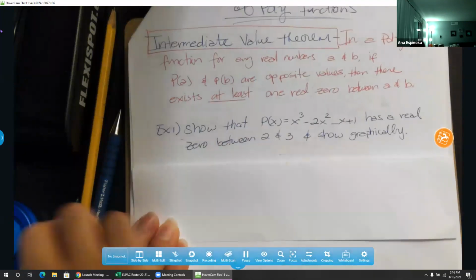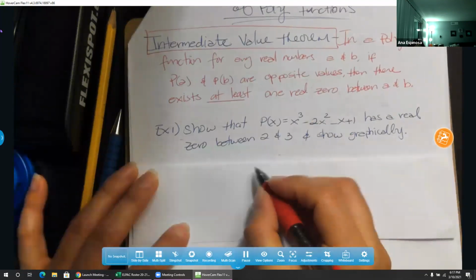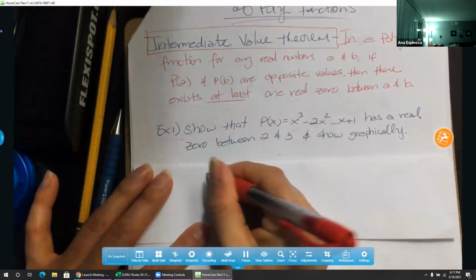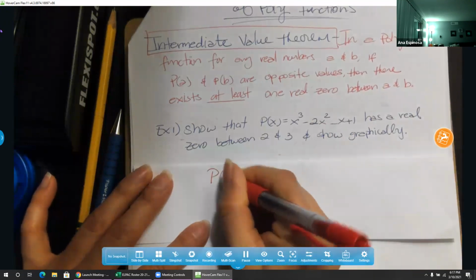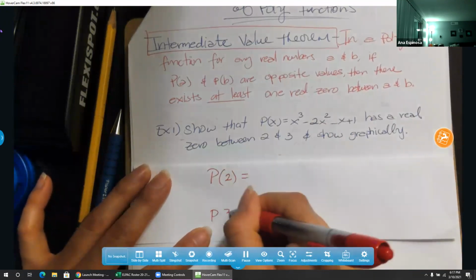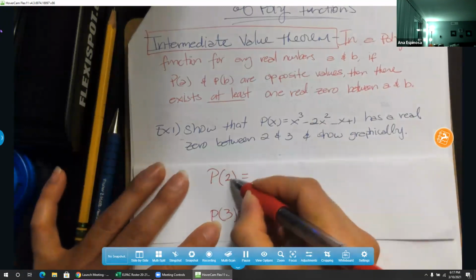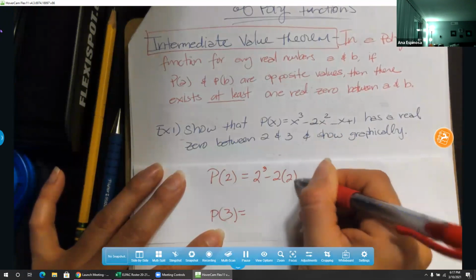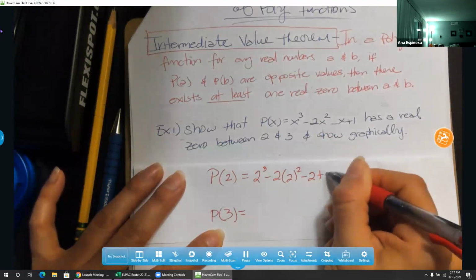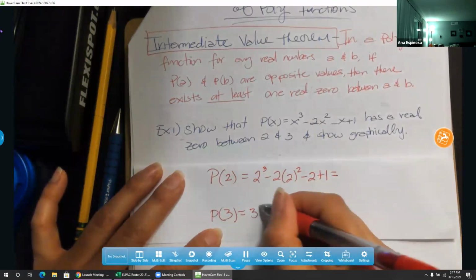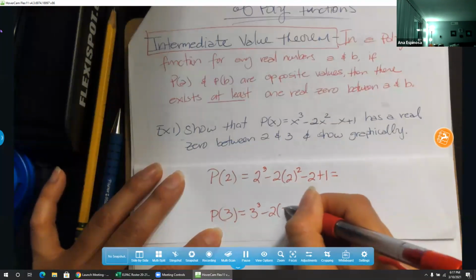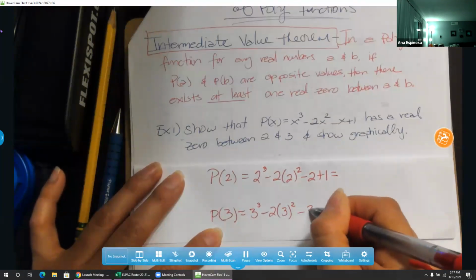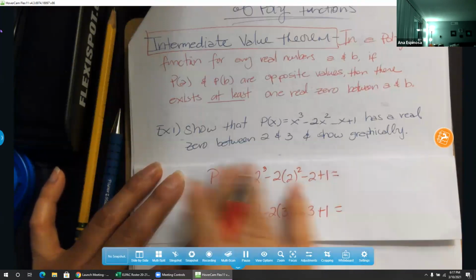All right, so how do you show that there's a zero between 2 and 3? Well, you literally find p of 2 and p of 3. So you plug in a 2 everywhere. 2 cubed minus 2, 2 squared minus 2 plus 1. 3 cubed minus 2 times 3 squared minus 3 plus 1. And you literally do the math.